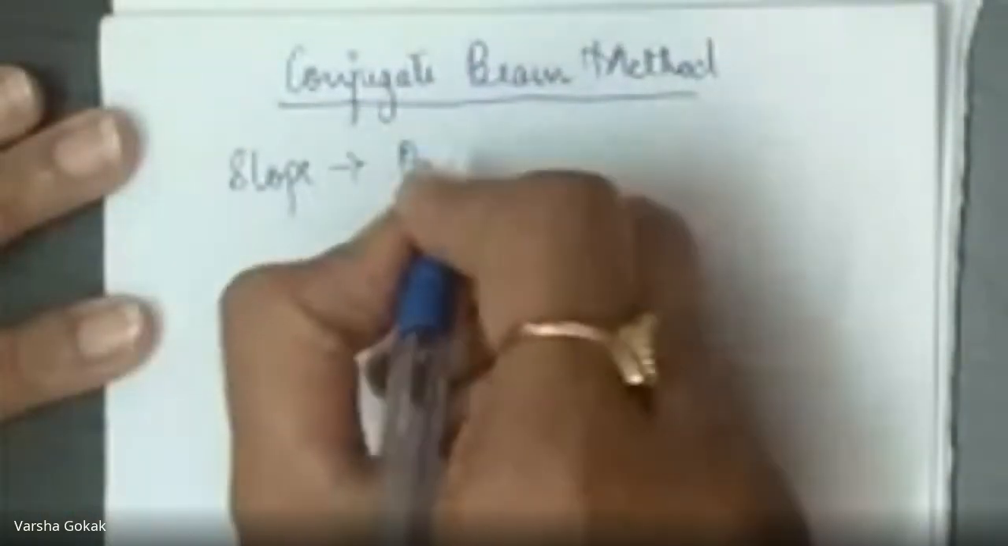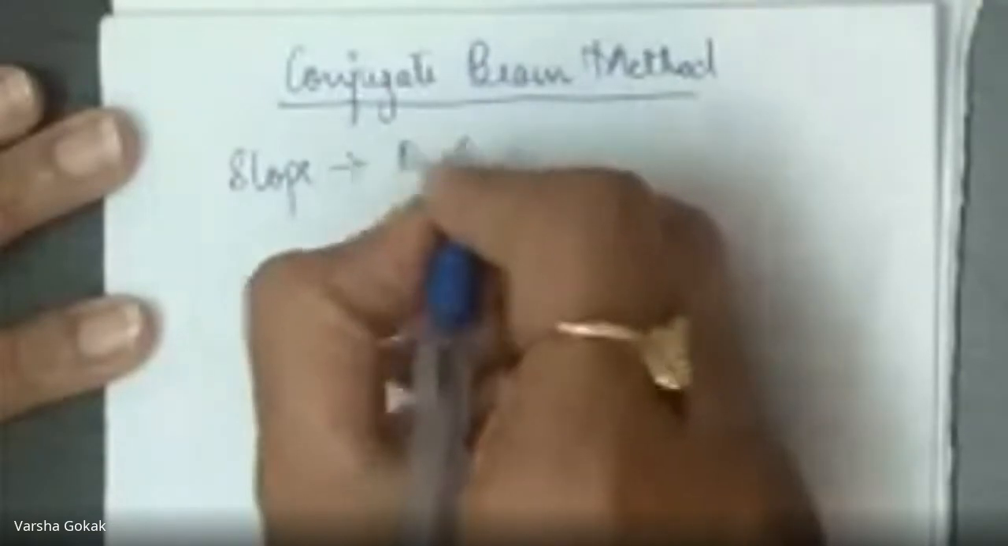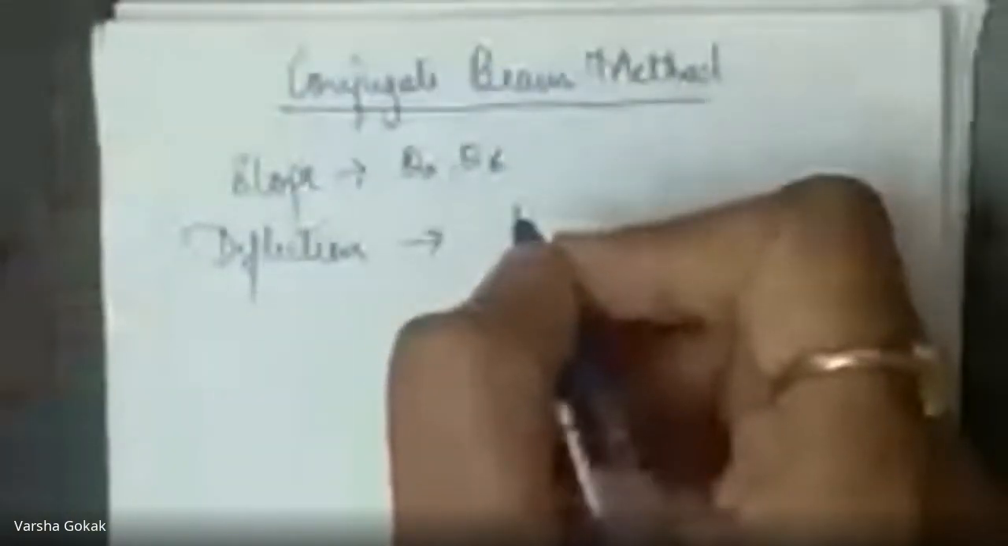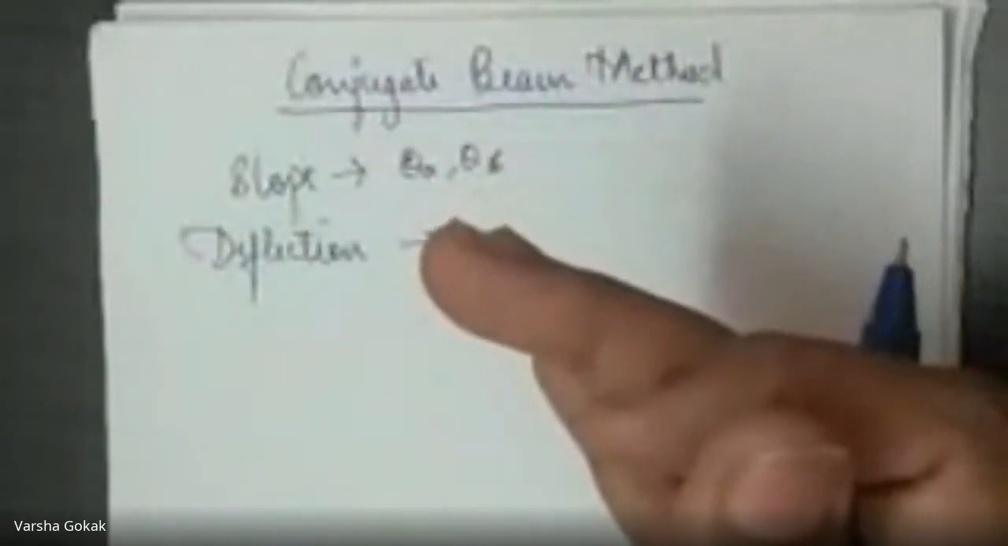Now, can anyone tell me some points about the conjugate beam method? We are finding the slope, theta A, theta B, and the deflection in the conjugate beam method. So how do we get the slope and deflection? Unlike the moment area method, this is different, right? What are the steps that are carried out when we use the conjugate beam method? Can anyone tell?